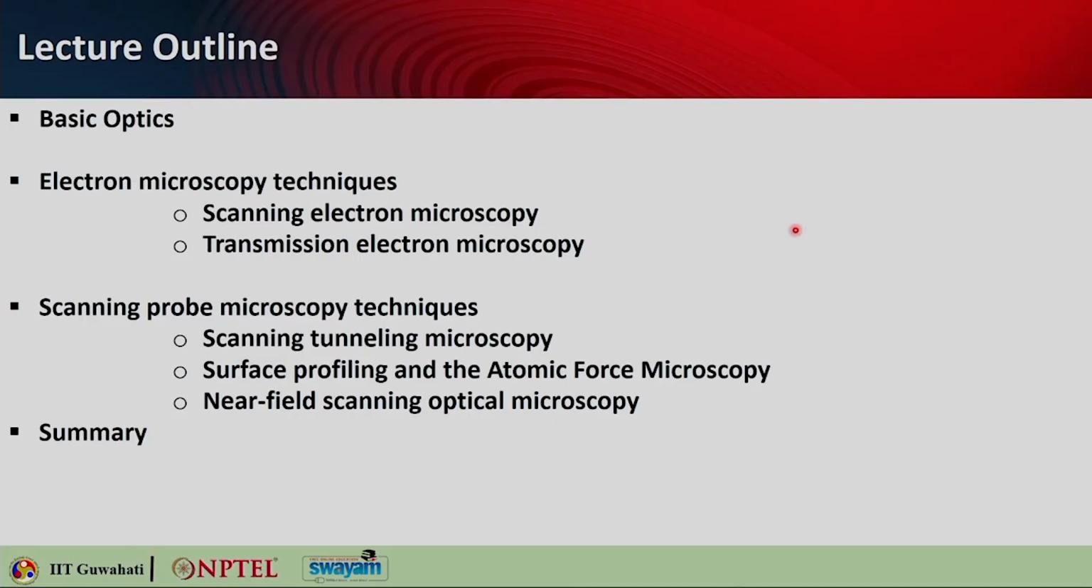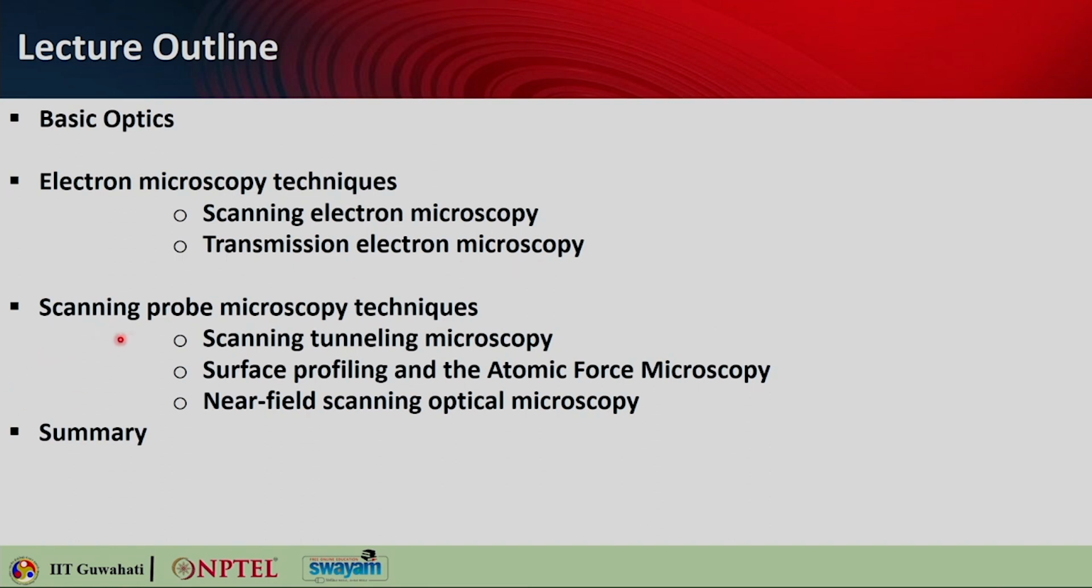So here is the lecture outline. We will look into some basic optics behind different nano characterization techniques, and then we will specifically look into the techniques of electron microscopy. We will see the difference between scanning electron microscopy, SEM, and transmission electron microscopy, TEM. We will look into the scenarios where they are applicable, what are their resolution, all these aspects.